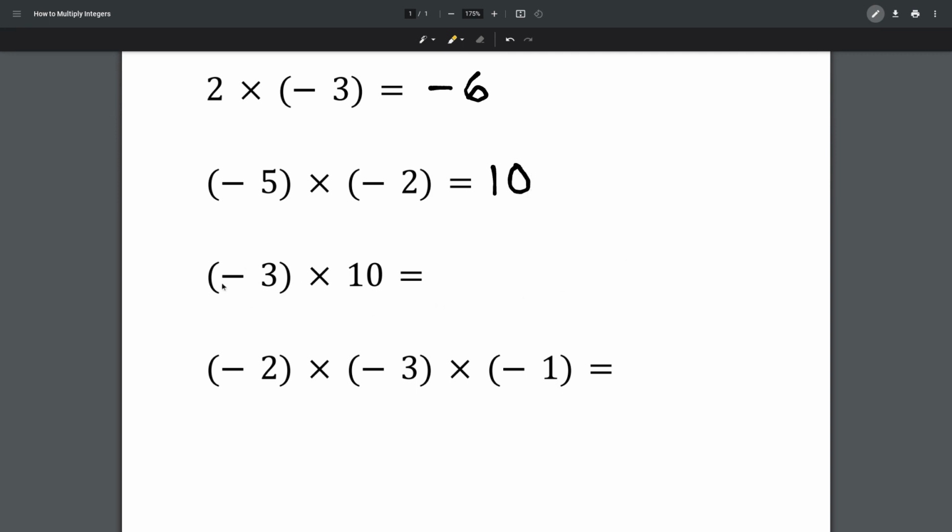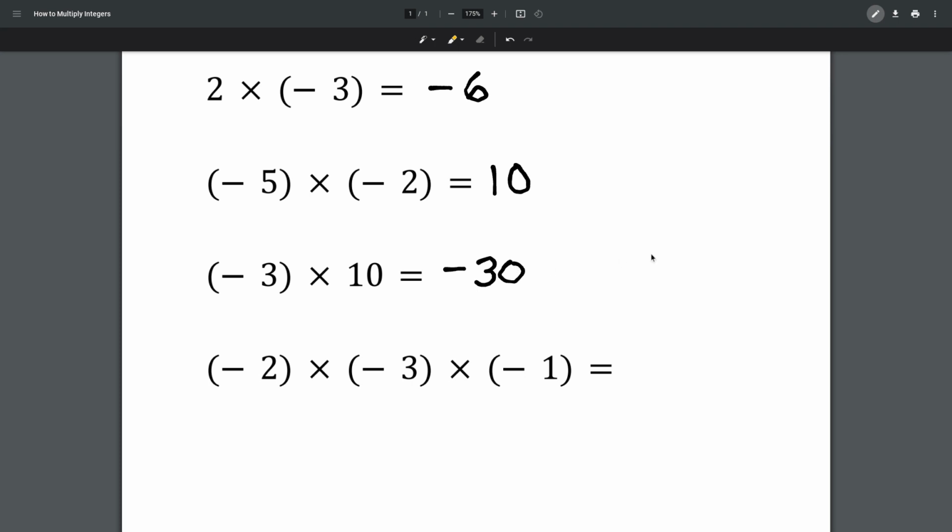Okay, this next one, we have the negative first, but remember I spoke about in the first problem, whether the negative is the first number or the negative is the second number, you're going to get a negative result. 3 times 10 is 30. And because we have a negative times a positive, this is -30.